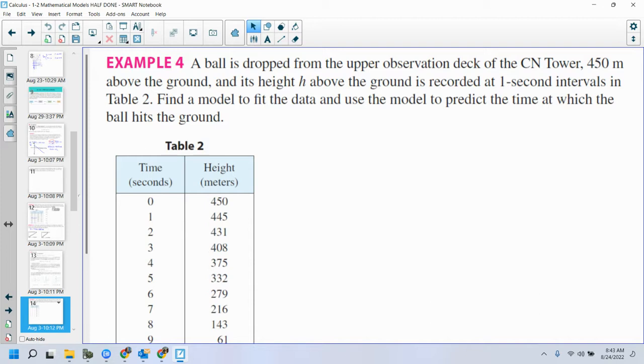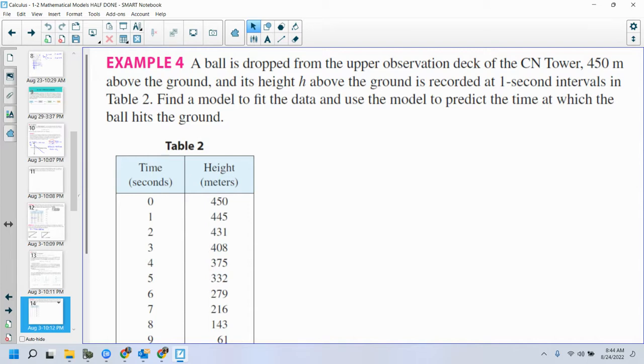A ball is dropped from the upper observation deck of the CN Tower, 450 meters above the ground, and its height h above the ground is recorded at 1 second intervals in this table. Find a model to fit the data and use the model to predict the time at which the ball will hit the ground. I kind of let the cat out of the bag that it's going to be quadratic, but we're going to look at the other types too.